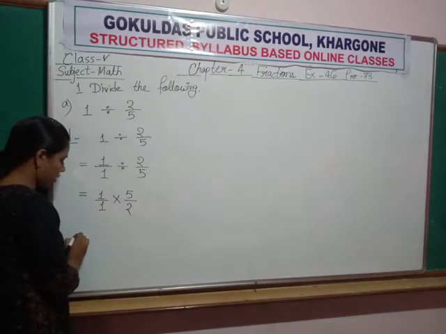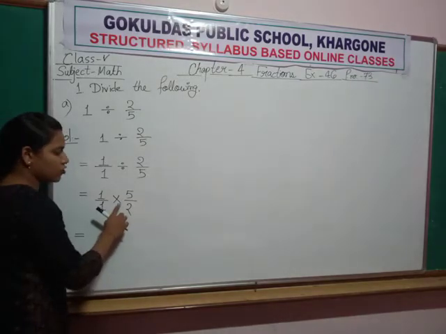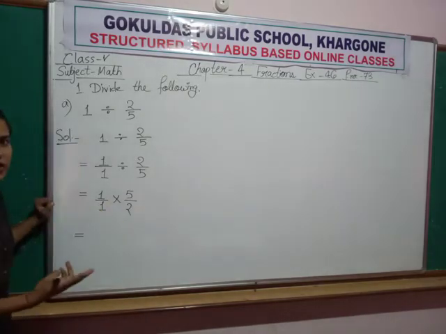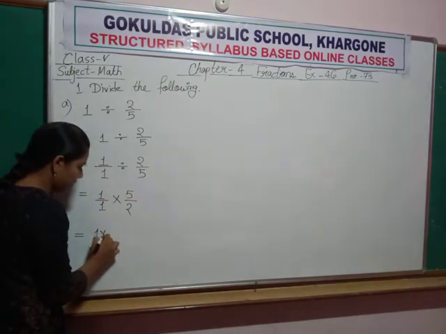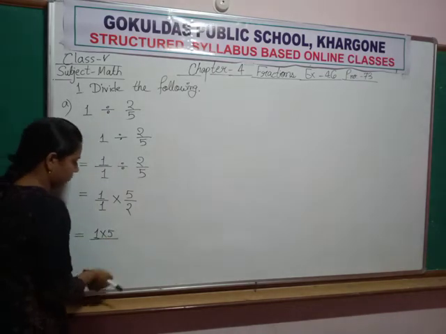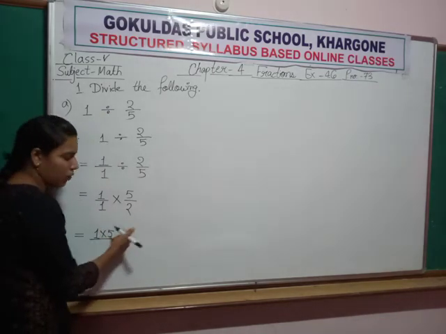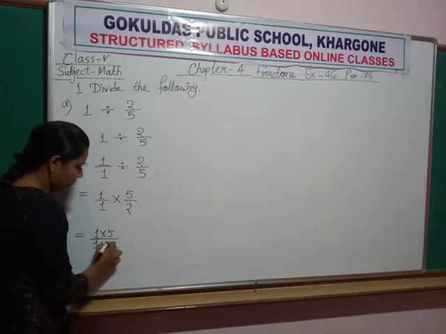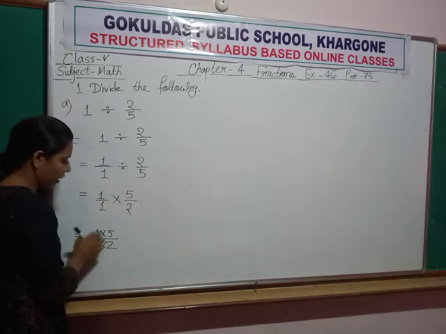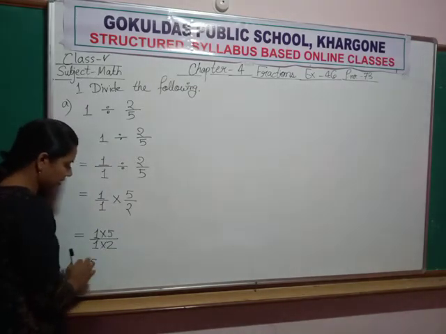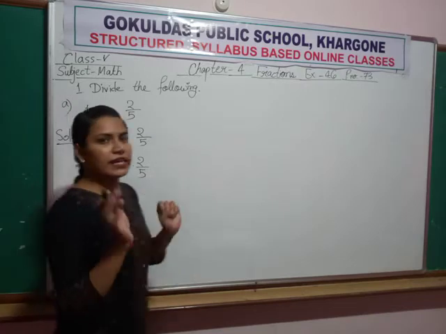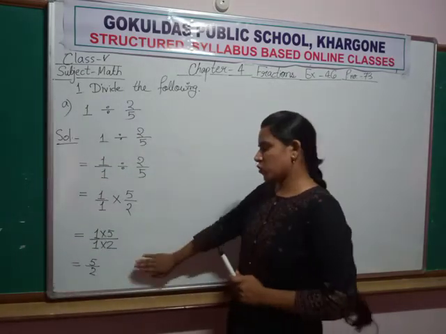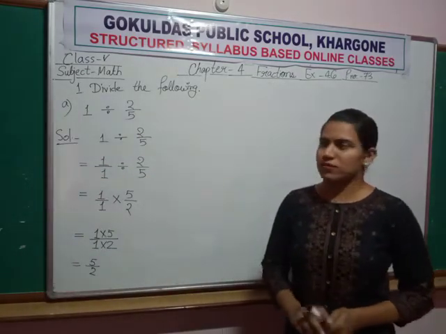Now you can easily solve it. We have two fractions to multiply. How do we multiply two fractions? We multiply numerator with numerator, so 1 multiplied with 5, upon denominator with denominator, so 1 multiplied by 2. Now 1 into 5 gives us 5 as the result, upon 1 into 2 gives us 2 as the result. Now this 5 upon 2 is already in lowest form, so it is our final answer.